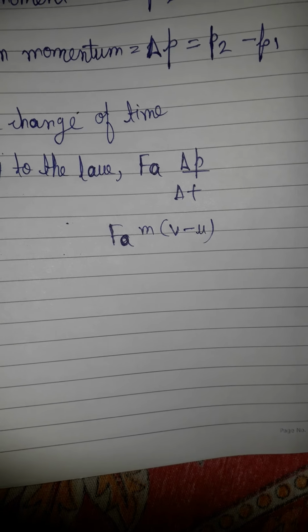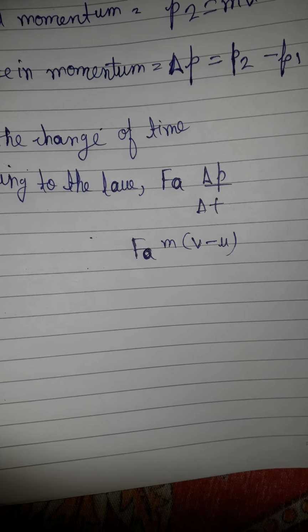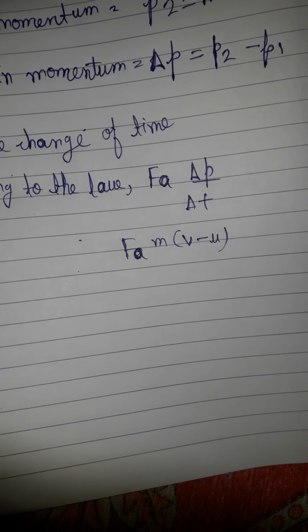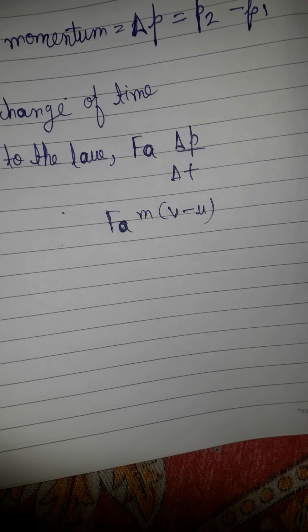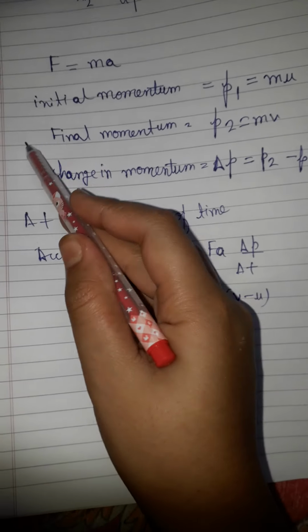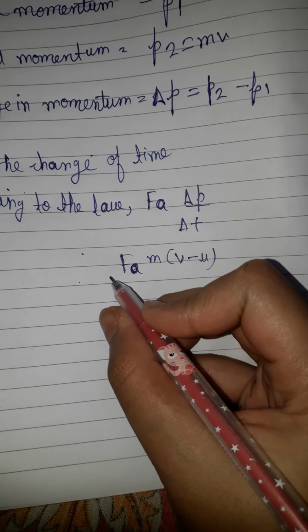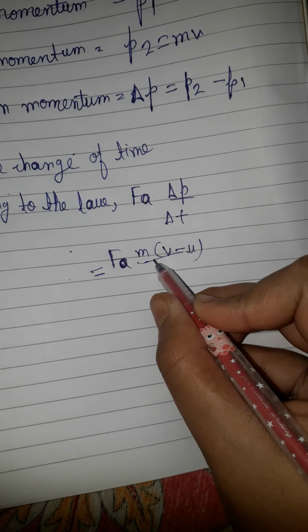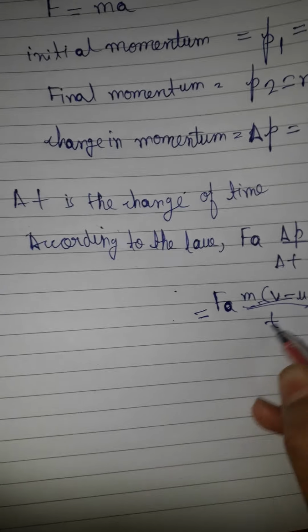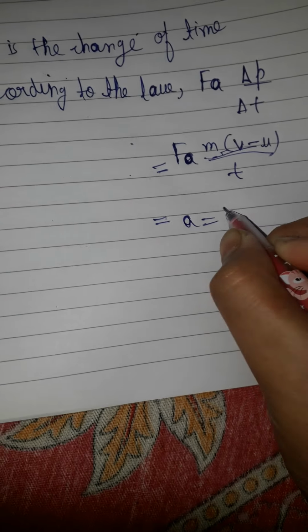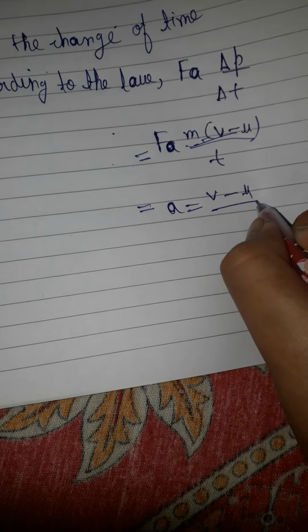So if in the exam 5 marks are given and they ask to state Newton's second law of motion and give the full explanation of the equation, you have to write this in full from initial velocity. I am writing the extra part. So by t, a is equal to v minus u by t.